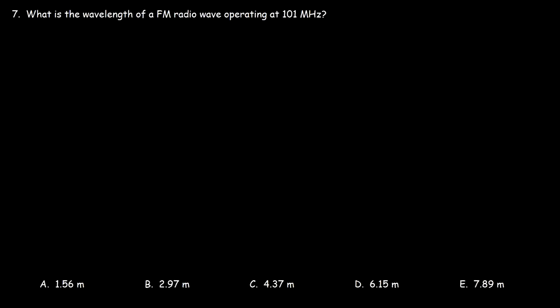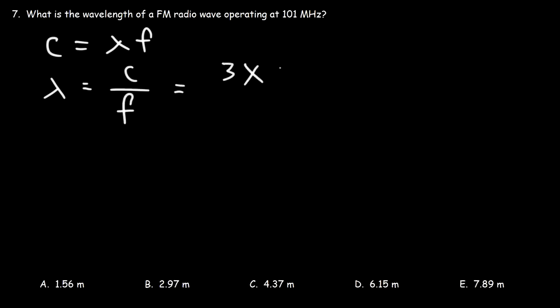Number 7. What is the wavelength of a FM radio wave operating at 101 megahertz? So what formula should we use in this problem? The speed of light, or the speed of any electromagnetic wave, is equal to the wavelength times the frequency. So the wavelength is going to be the speed of light divided by the frequency.